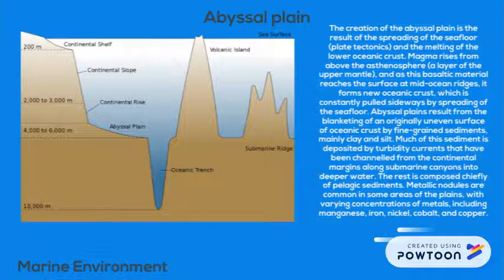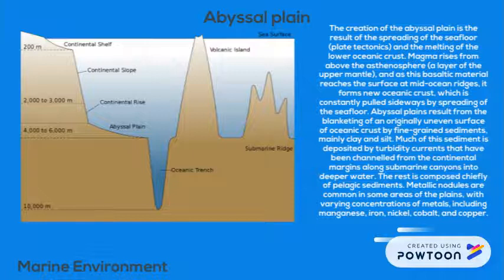Abyssal plains result from the blanketing of an originally uneven surface of oceanic crust by fine-grained sediments, mainly clay and silt. Much of these sediments is deposited by turbidity currents that have been channeled from the continental margins along submarine canyons into deeper water. The rest is composed chiefly of pelagic sediments.